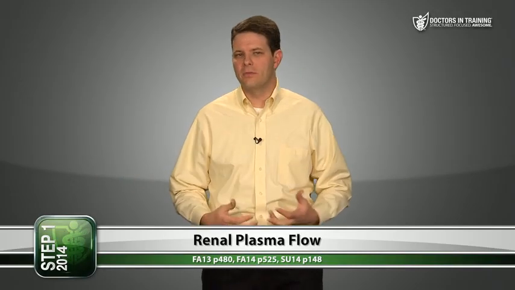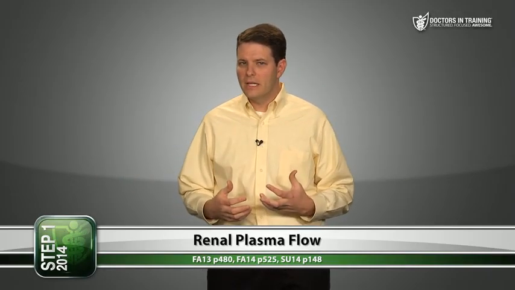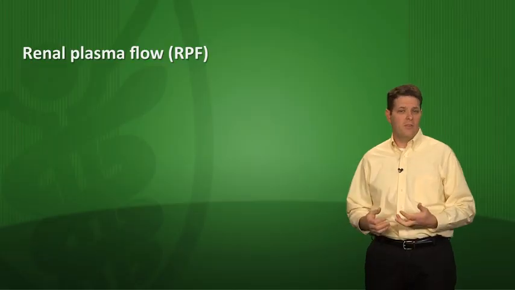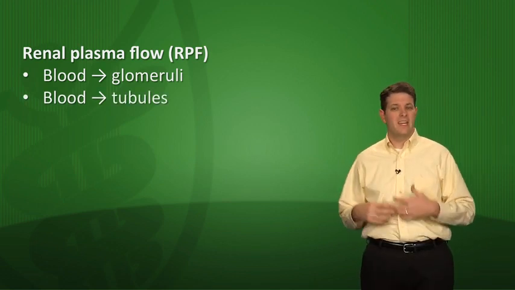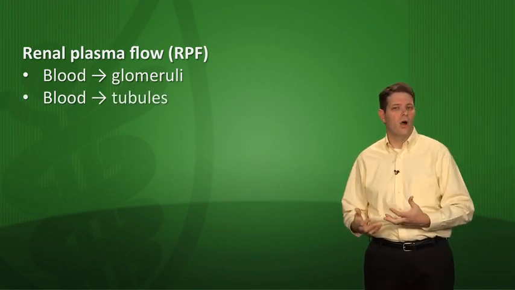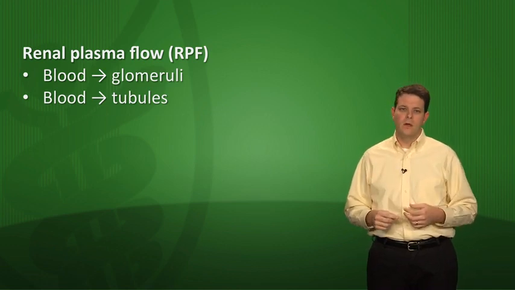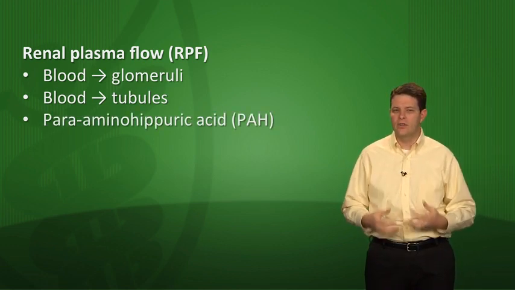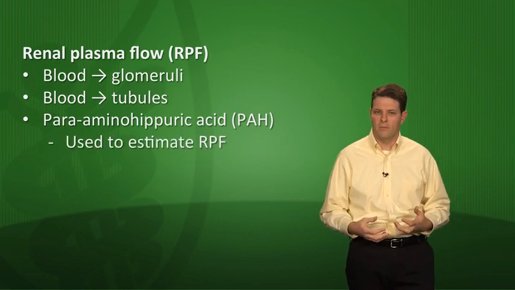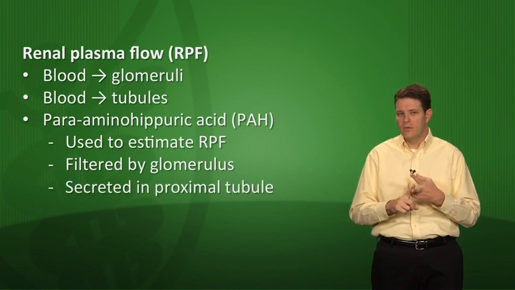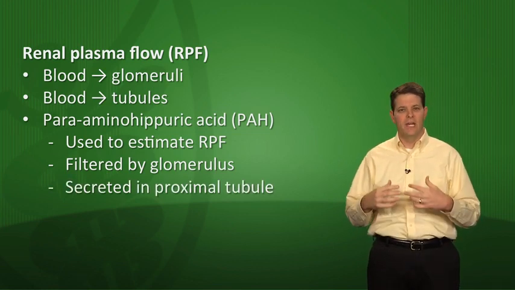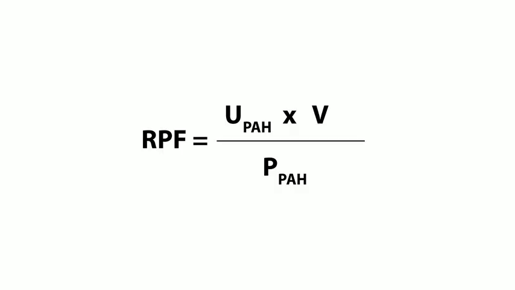Next, let's talk about renal plasma flow. So not all the blood going to the kidneys is going to the glomerulus. The renal plasma flow takes into consideration both the blood going to the glomeruli and the blood going to the tubules. And just like inulin is ideally suited for measuring GFR because it's not secreted and it's not reabsorbed, we use a substance called para-aminohippuric acid, or PAH, to estimate renal plasma flow because PAH is both filtered by the glomerulus and actively secreted in the proximal tubule. So all the PAH that makes it to the kidney is going to end up in the urine and be excreted. So the renal plasma flow rate is the clearance of PAH, or the U of PAH times V, divided by the P of PAH.